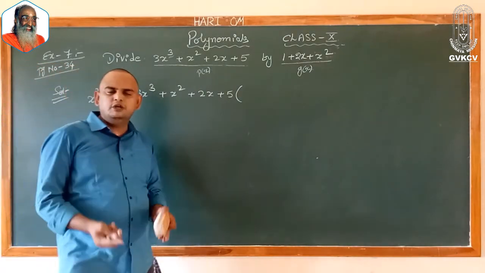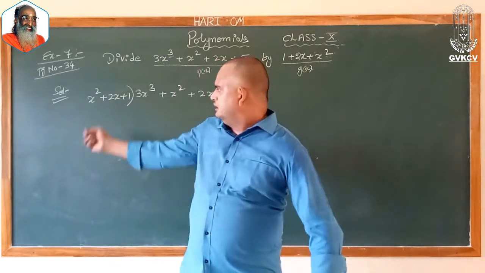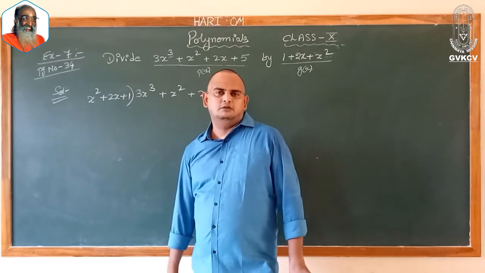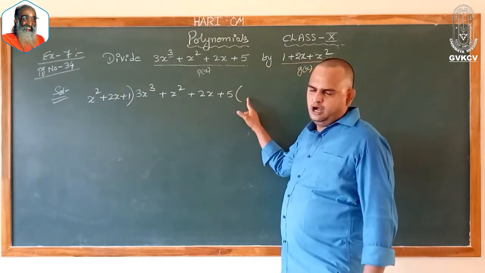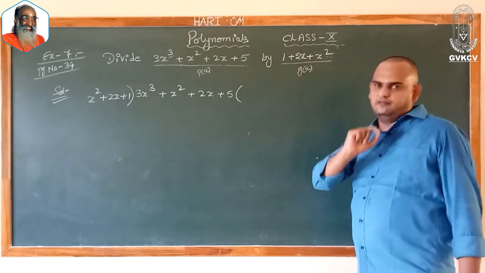Now in numbers, we can go for the tables. 3 table, if you go, 3 sevens are 21. But here I have a polynomial. How to go for a table? It is difficult. But I need some quotient here. How to find the quotient? Here these steps you have to follow very carefully.